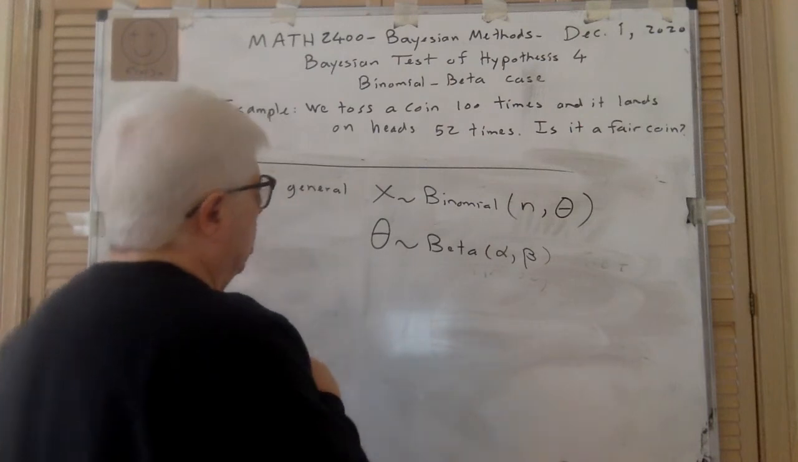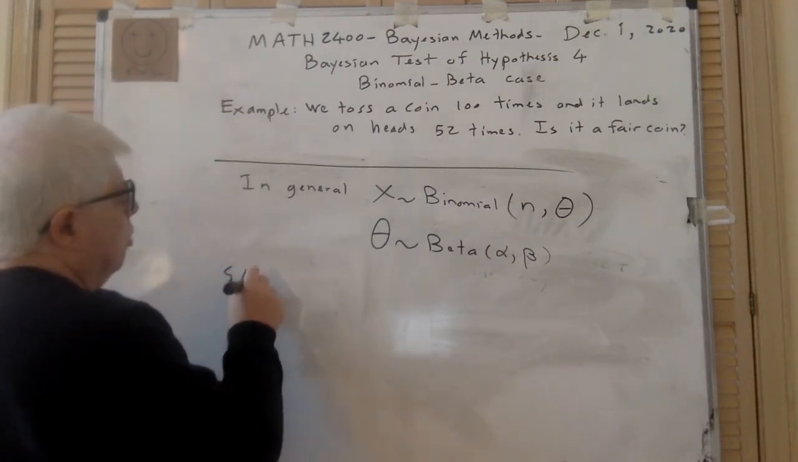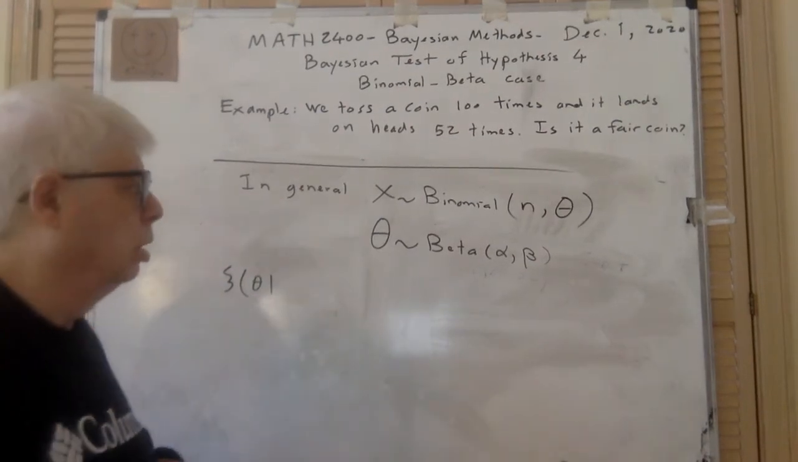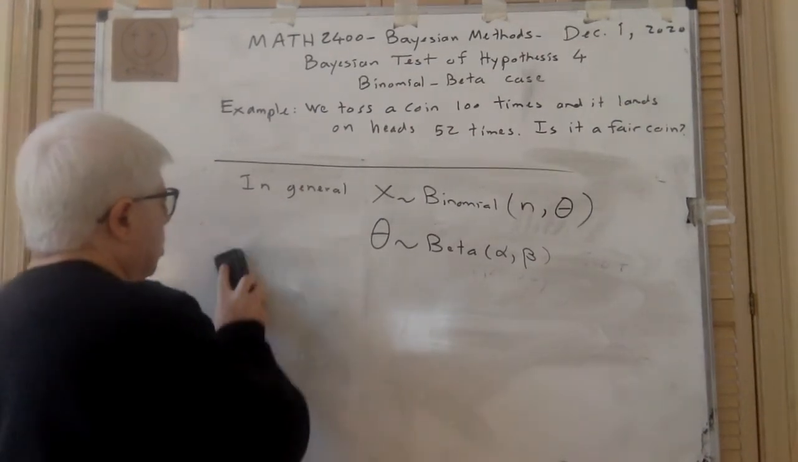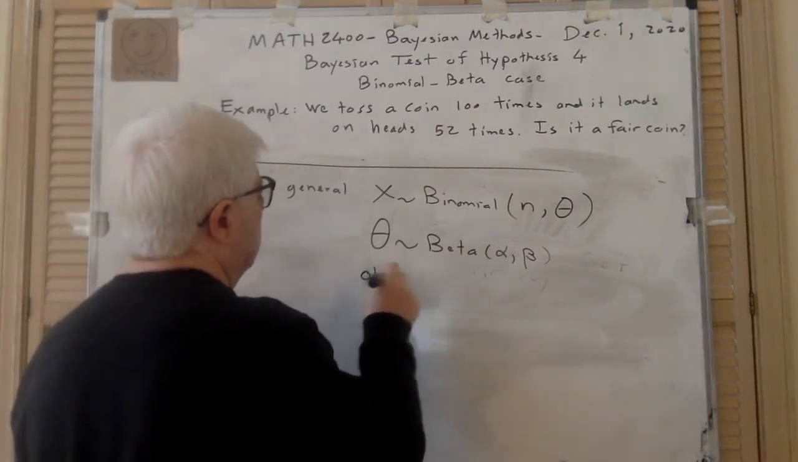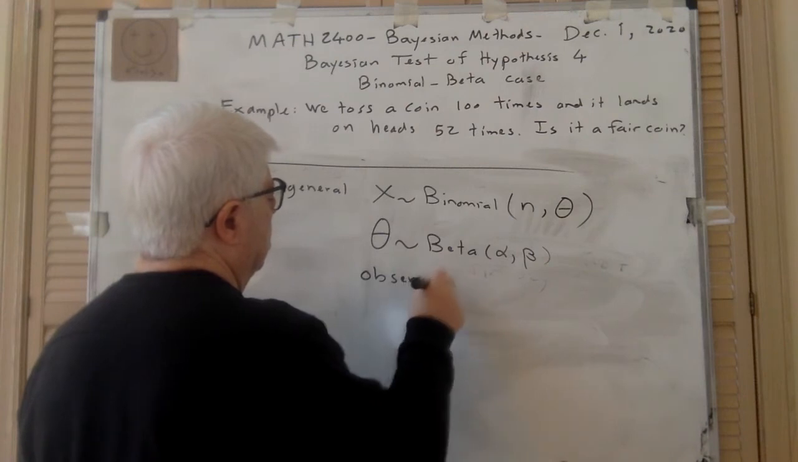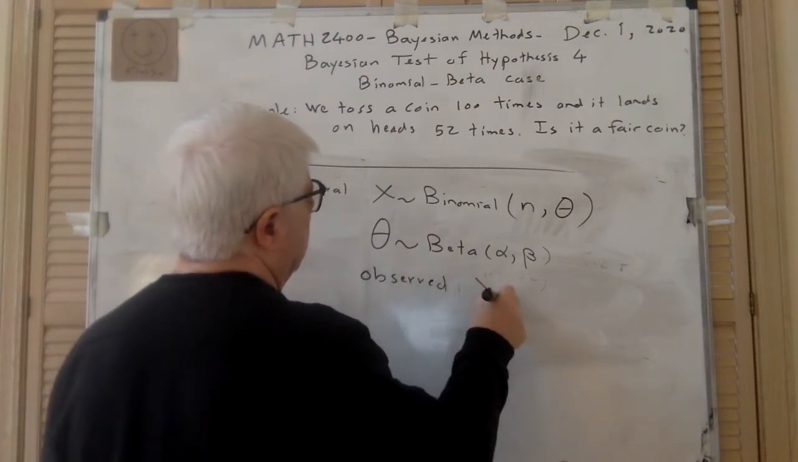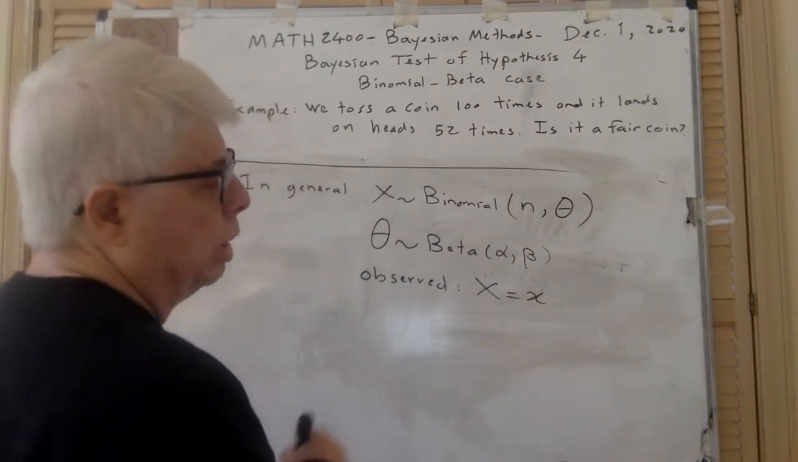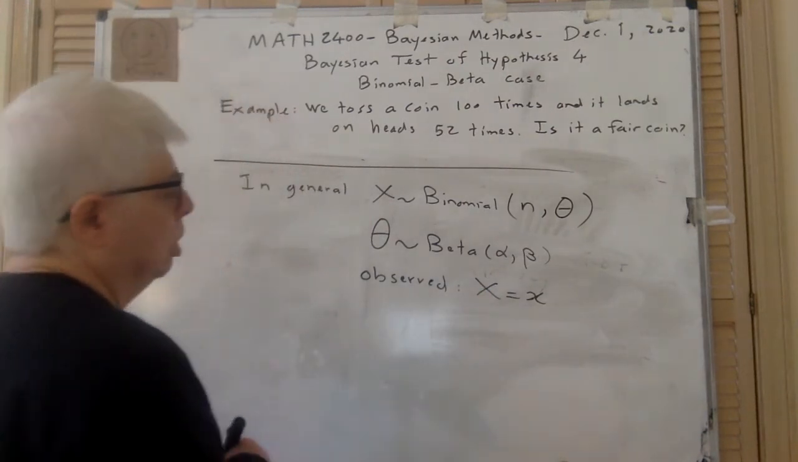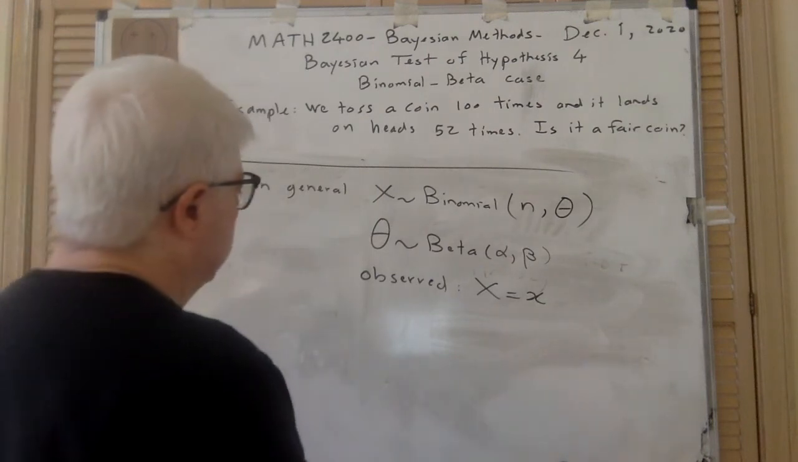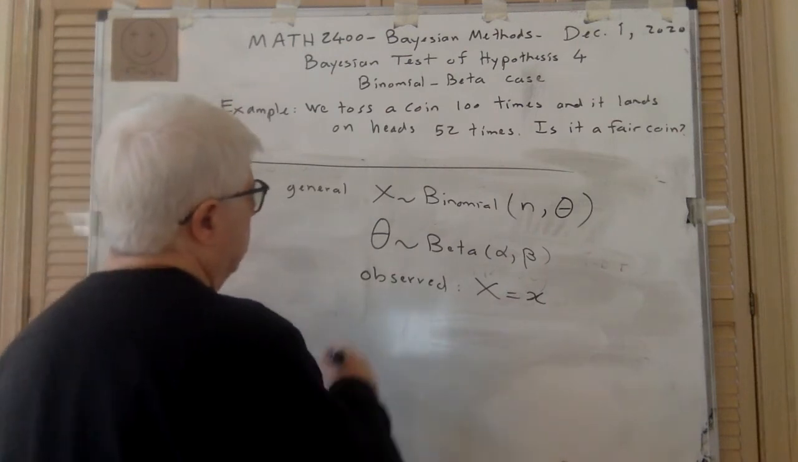Okay, so we want the distribution of theta given x, so the observation is this. We observe x equals small x, right? It was like x equals 52 out of 100. So in our case, n was 100 and x was 52. So we observe this.